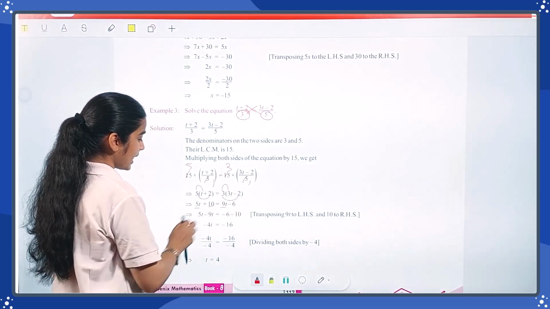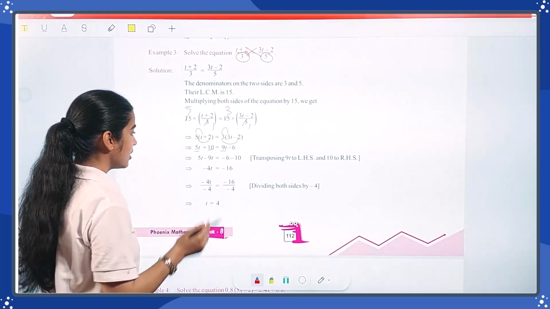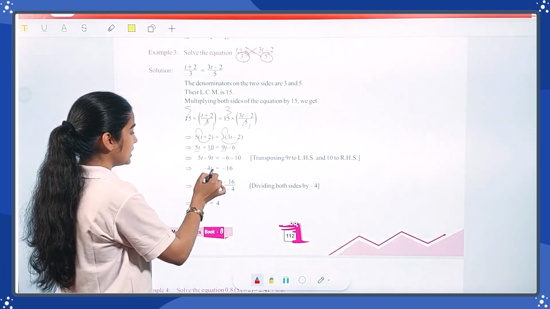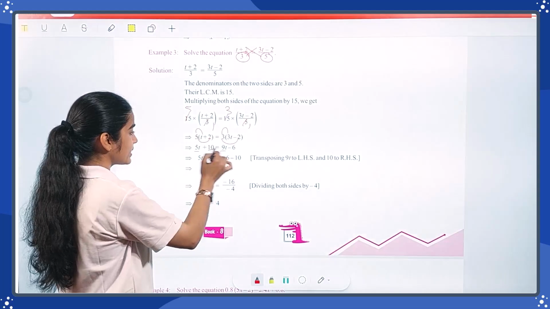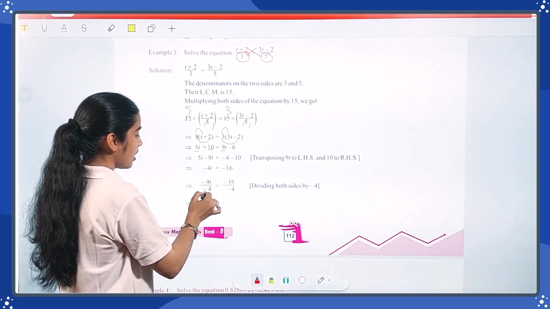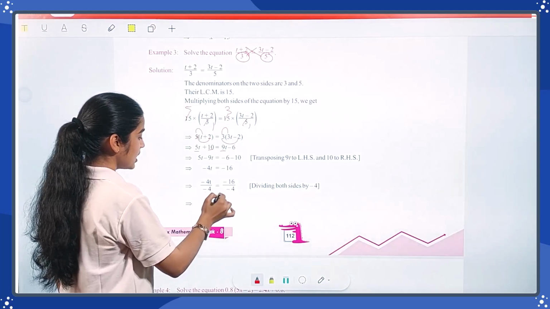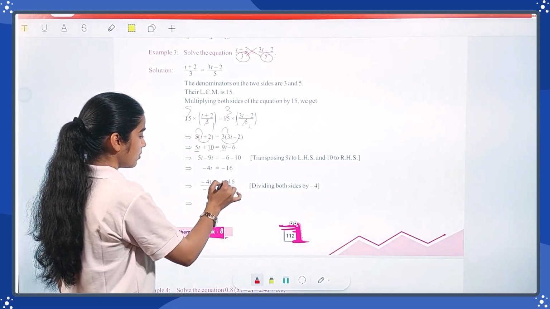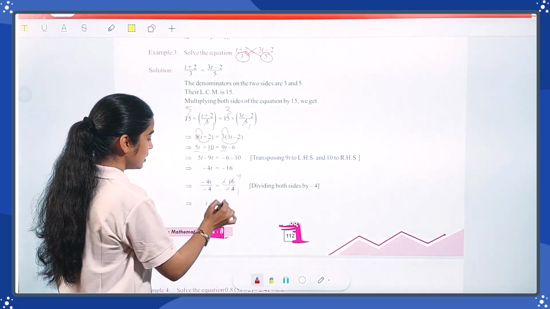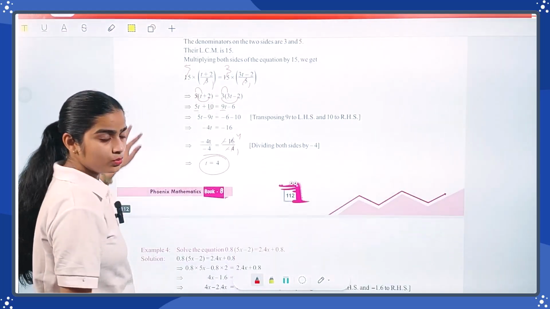Now 5t and 9, now you have to shift all variables to your LHS. So 5t minus 9t is minus 4t, and minus 6 and minus 10 is minus 16. So minus 4t upon minus 4, which means t is equal to 16 upon 4. Minus minus sign cancel out. 4 1s are 4, 4 4s are 16. Your end answer is t is equal to 4.